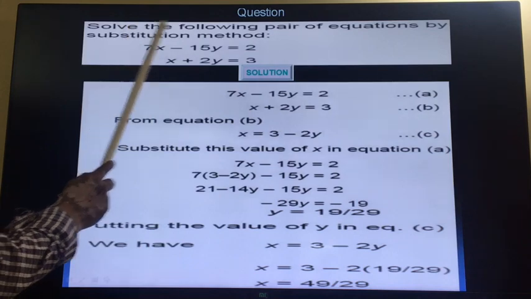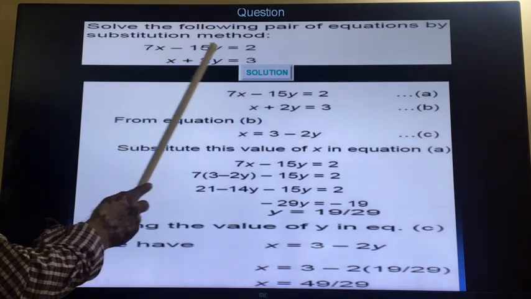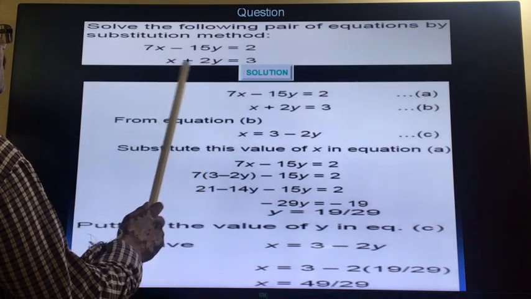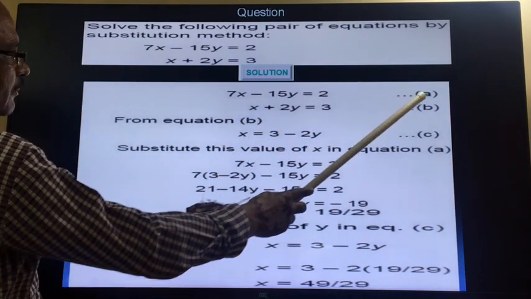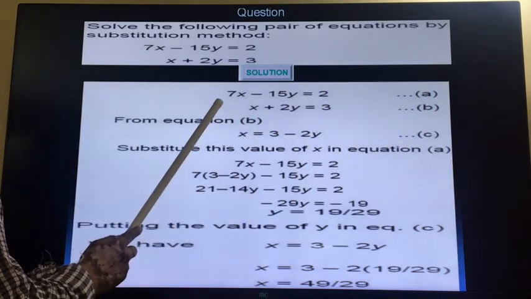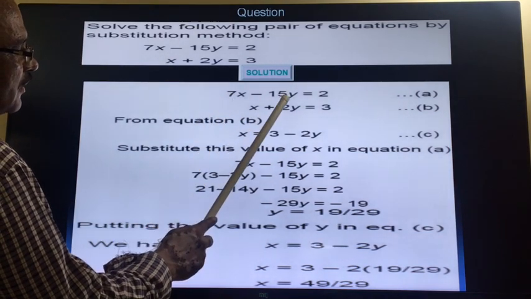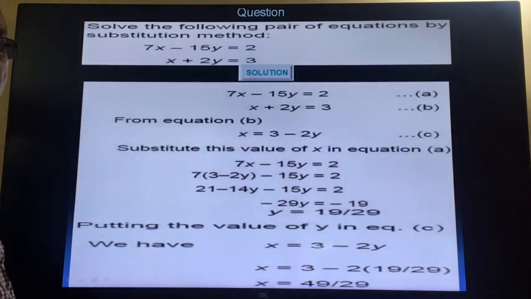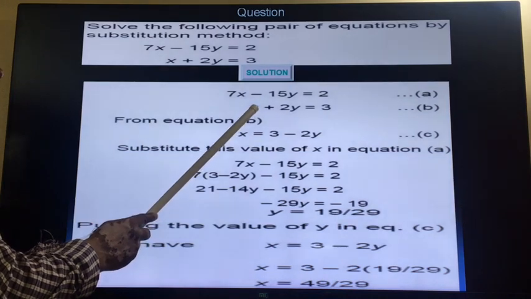Solve the following pair of equations by substitution method. Equations are 7x minus 15y is equal to 2 and x plus 2y is equal to 3. These equations you can name a and b. Now, because here we have 7x and 15y, we will take the equation from which we can get the value of one variable easily. So in this case, we are taking the second equation, that is equation b.